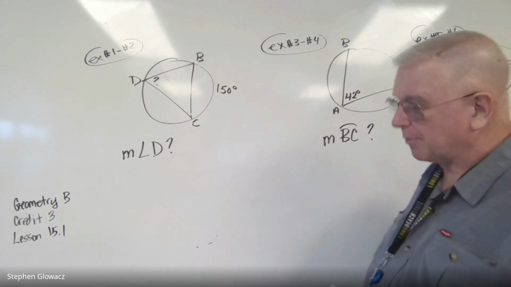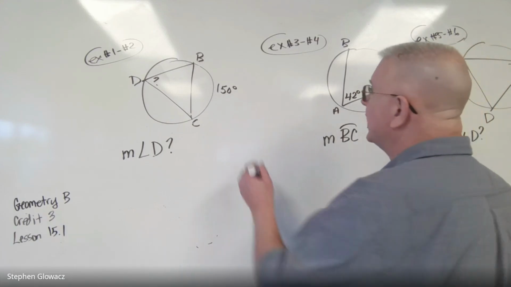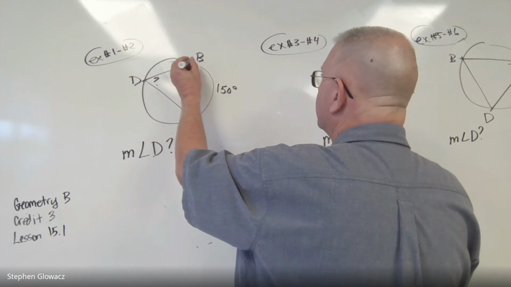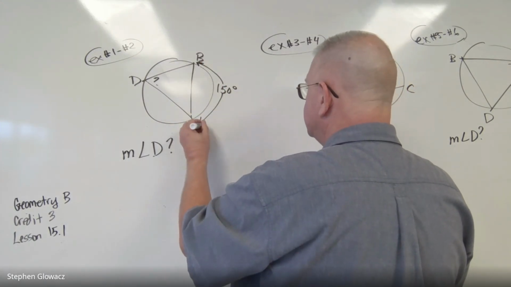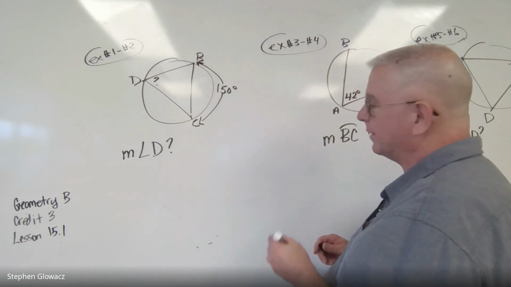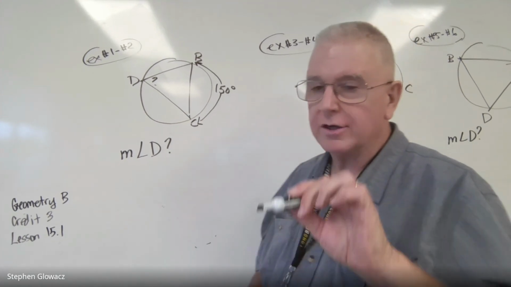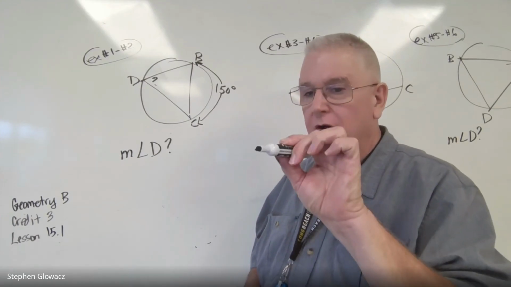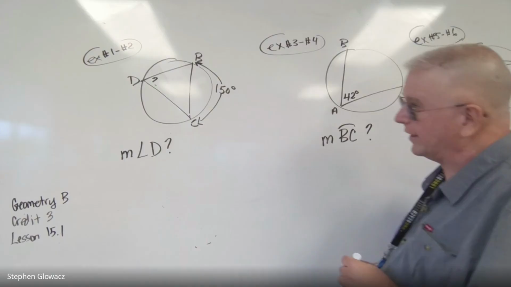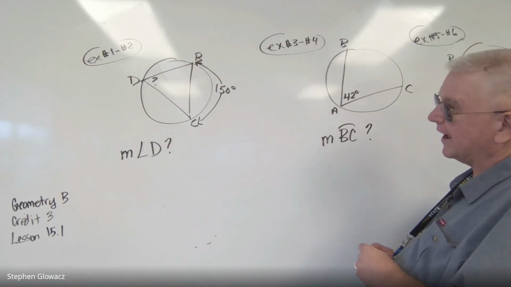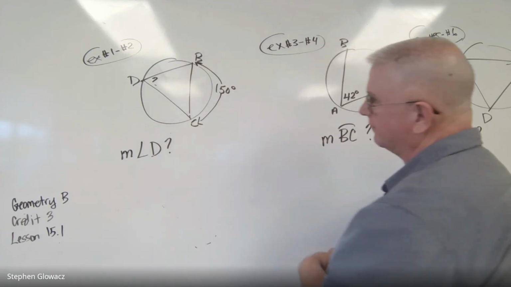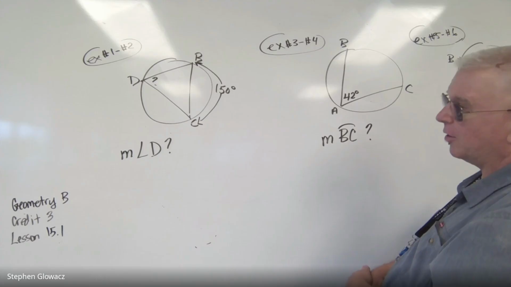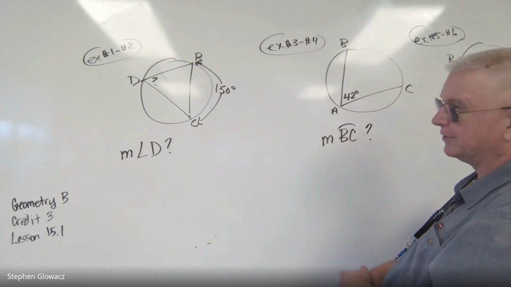One of our properties is this. We are told that this arc here is 150 degrees. Just like we can measure an angle, we can measure an arc, because we can measure along a circle, since an entire circle is 360 degrees. In this case, we're given part of the circle. We're told that this arc is 150 degrees. So how's that going to help us find the measure of angle D?